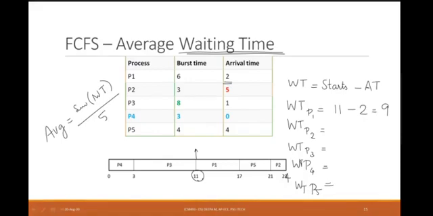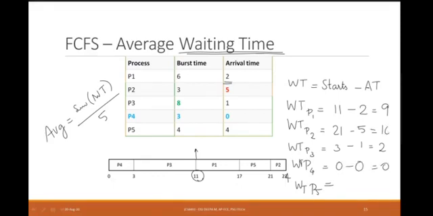P2 arrival time is 5 and P2 started executing at time 21. P3 arrival time is 1 and it started executing at, okay, Sanjay has told it for P3. Good. So for P4, it arrived at time 0 and it started execution at 0. So it is 0.